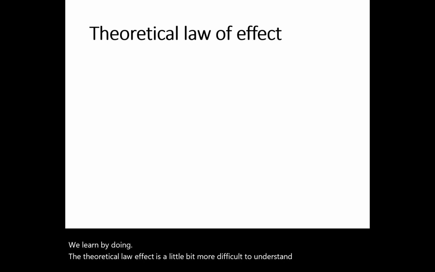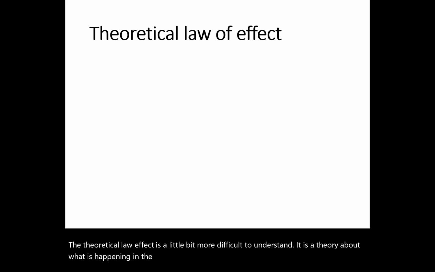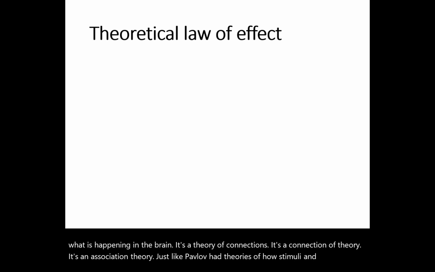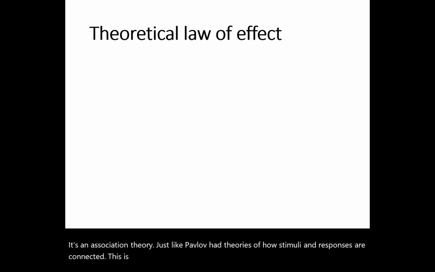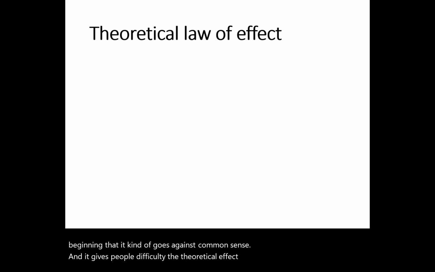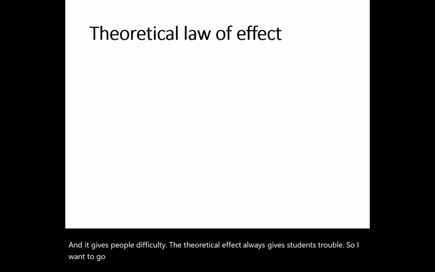The theoretical law of effect is a little bit more difficult to understand. It is a theory about what is happening in the brain. It's a theory of connections. It's a connectionist theory. It's an association theory. Just like Pavlov had theories of how stimuli and responses are connected, this is that. This is how we make associations. And I will tell you at the beginning that it kind of goes against common sense, and it gives people difficulty. The theoretical law of effect always gives students trouble. So I want to go through it nice and slowly.